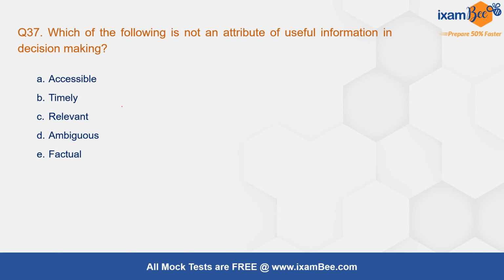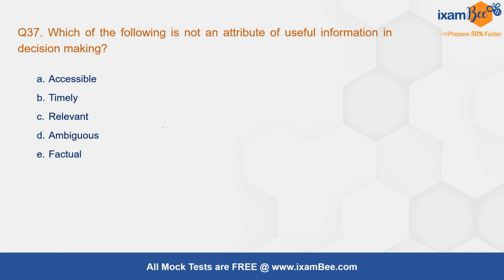Next question: which of the following is not an attribute of useful information in decision making? When we are talking about the information that we need for analyzing the alternatives and arriving at a decision, what kind of information should it be? It should be accessible, of course.